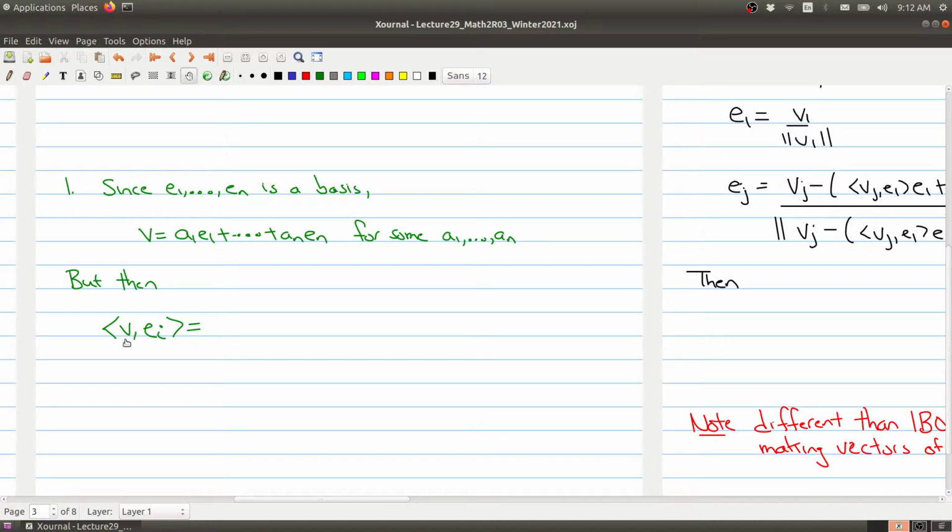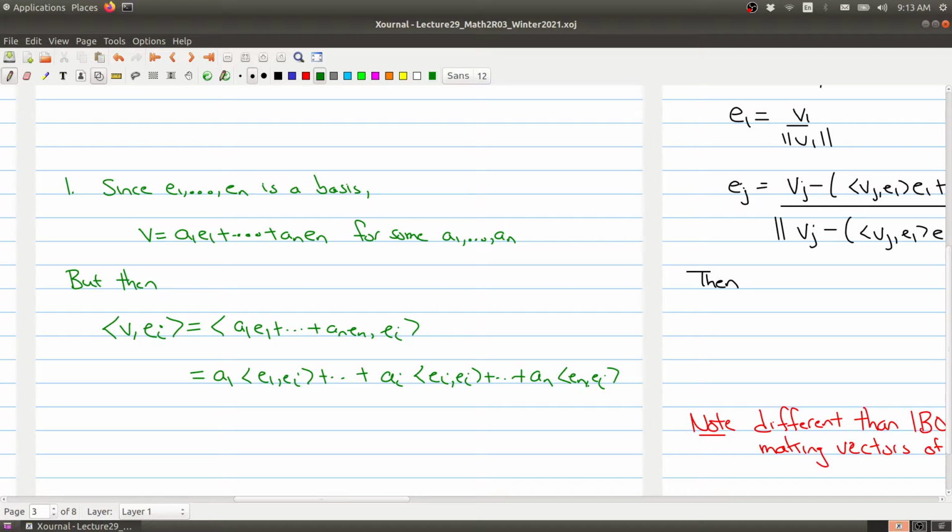So if we take V and take the inner product with EI, that's the same thing as taking the inner product of A1 E1 plus up to An En with EI. Now you're using the properties of inner products, and I'm doing a whole bunch of steps simultaneously. So this is equal to the constant A1 times the inner product of E1 and EI, and then in the I spot we have AI times the inner product of EI with itself, and then we have An times the inner product of En and EI.